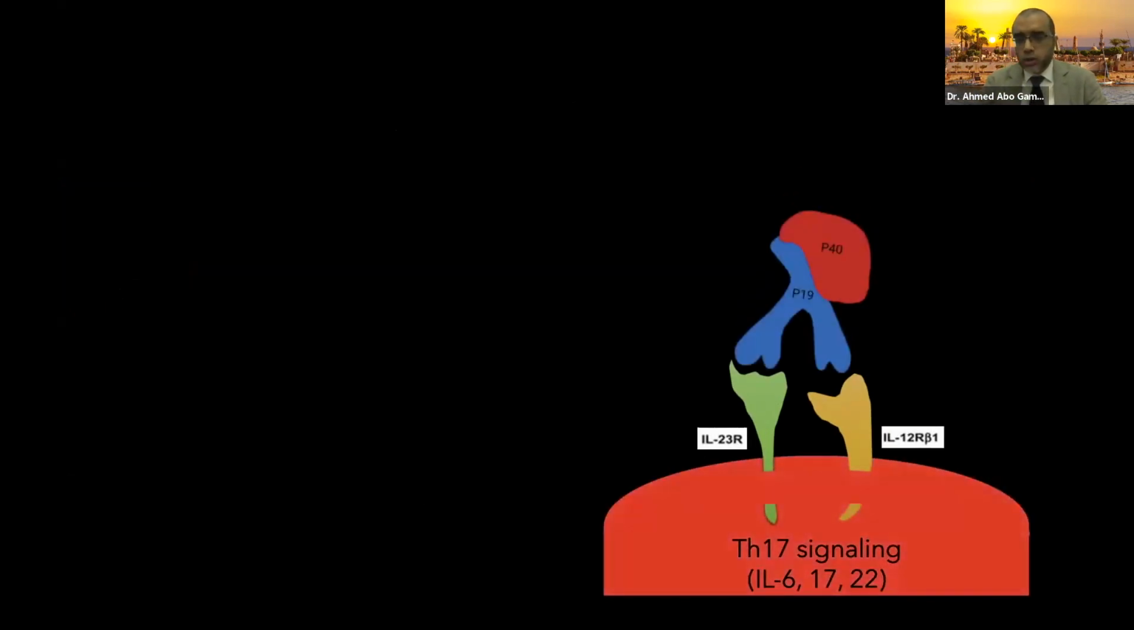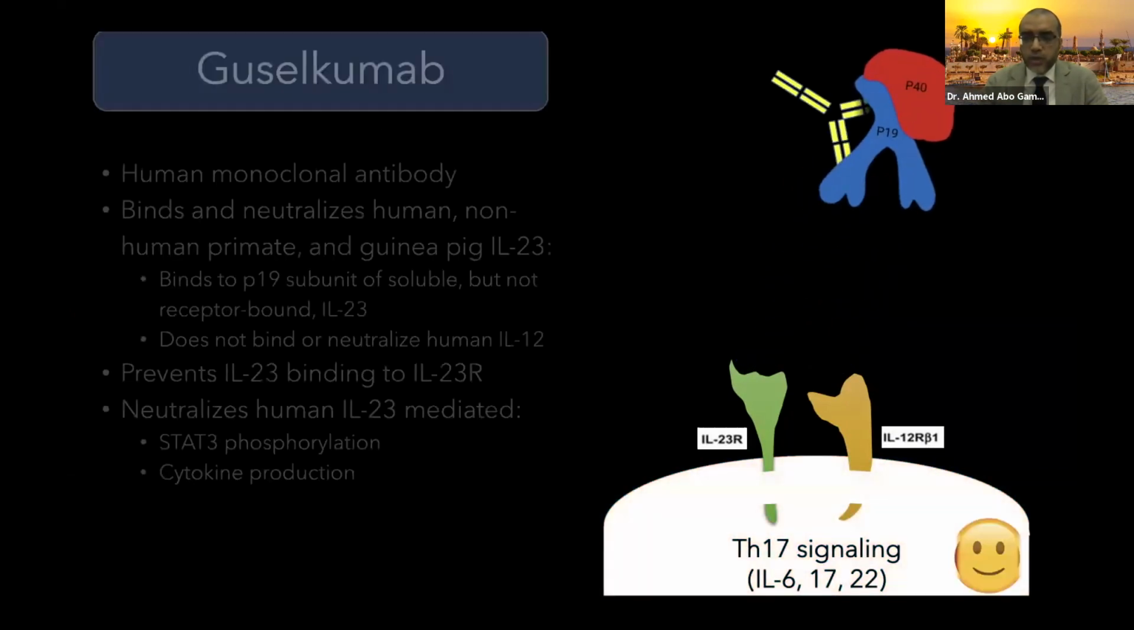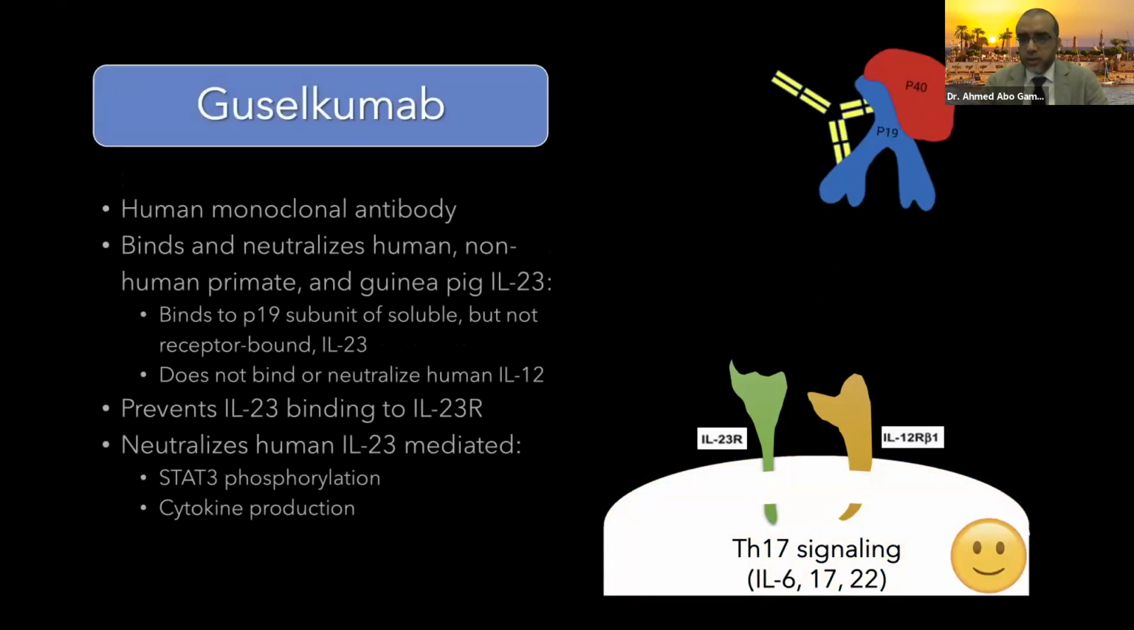Coming to the last approved mechanism of action for psoriatic arthritis, which is the interleukin-23 blocker. The interleukin-23 blocker is directed mainly towards the p19 part, which is a part of the interleukin-23 cytokine. Guselkumab, a monoclonal antibody targeting p19, prevents its interaction with the T helper 17 signaling pathway and blocks the production of inflammatory cytokines IL-6, 17, and 22.